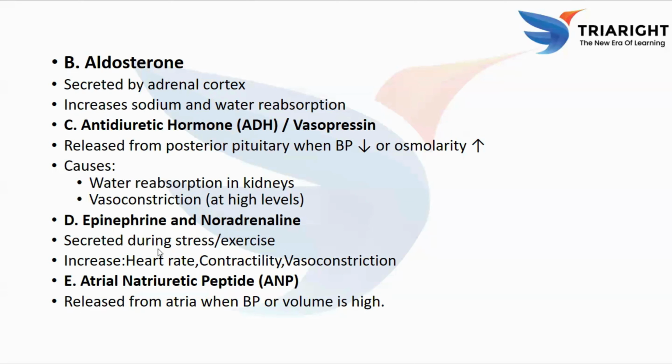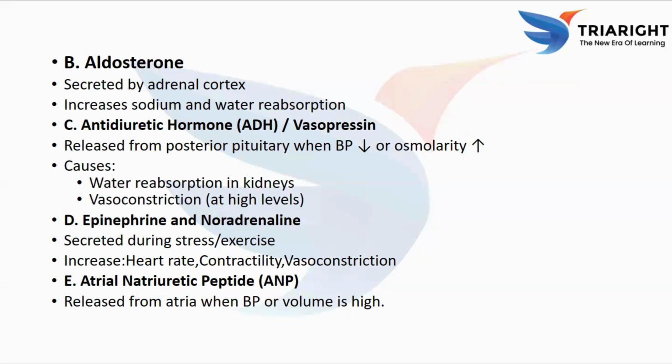And then the epinephrine and noradrenaline hormones. So what do these hormones do? They are released from the adrenal medulla during stress or exercise. So what are the effects of epinephrine and noradrenaline? They increase the heart rate, they increase the heart contractility, and they also cause vasoconstriction, nothing but the narrowing of blood vessels. So all of these lead to higher blood pressure and better blood flow during the stress or exercise.